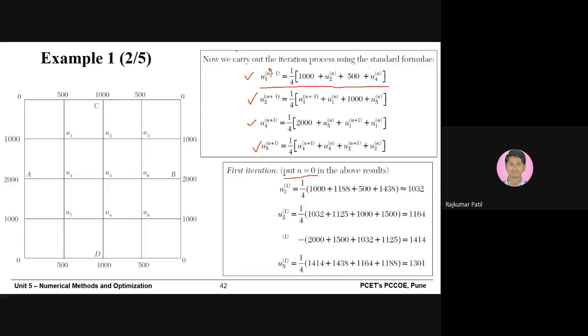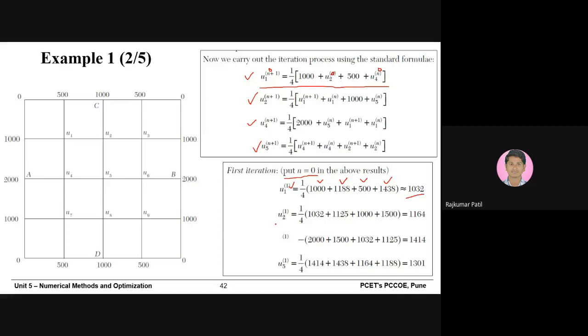So here you can see in the first iteration, put n is equal to 0. So n plus 1 becomes U1 raised to 1, which is equal to 1000 plus U2 raised to 0. That value we estimated in the previous iteration, so it is 1188, then 500, and U4 raised to 0, because n is 0. So estimated U4 raised to 0 in the previous iteration, 1438, and the answer for U1 raised to 1 will be 1032.